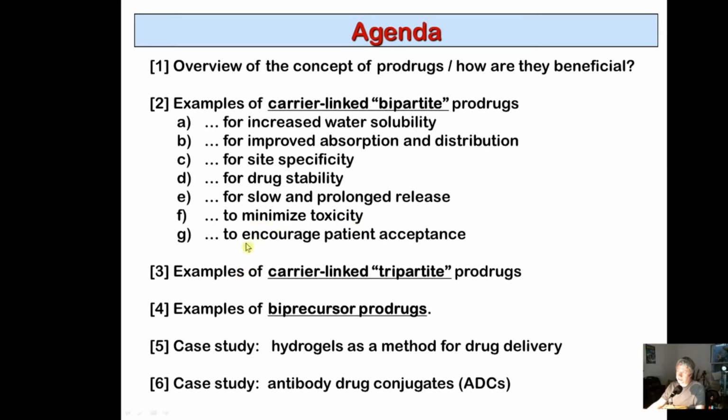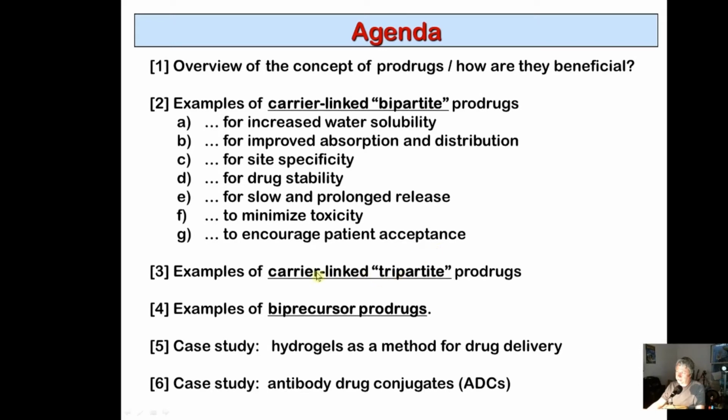And also, this seems kind of crazy, but just encourage patient acceptance. So what we'll see for this one is drugs that are really bitter or don't taste very good. You can change the structure a bit so that they don't have that negative effect.